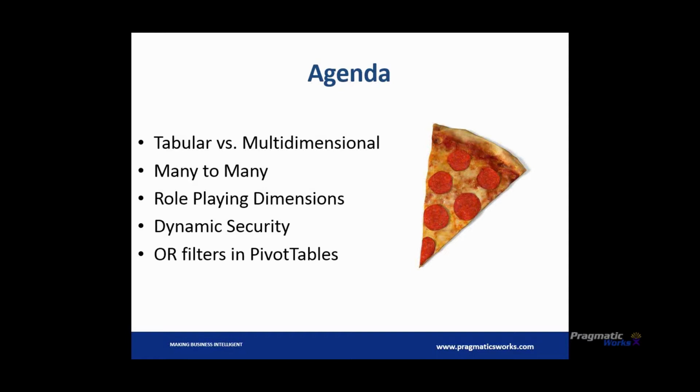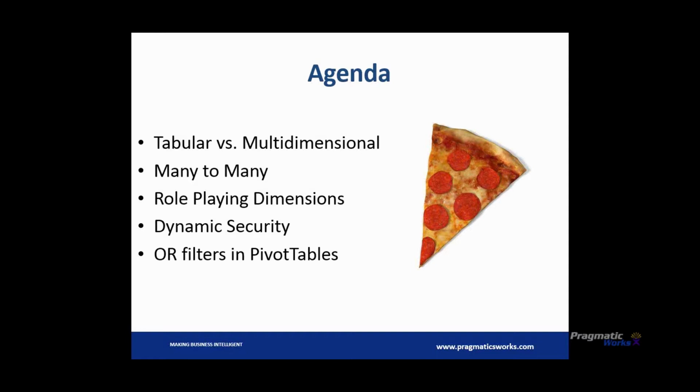Dynamic security, this is one of those things that I put in here not because it's necessarily a limitation of Tabular, but because we get a lot of questions on it. There's a lot of documentation out there about how to do dynamic row-level security inside of Analysis Services multidimensional, but there's not nearly as much out there about how to do it inside of Tabular, so I do want to show you how to do that today. And actually, I think it's a little bit easier to do it here inside of Tabular than it is inside multidimensional. So I'll show you how to do that.